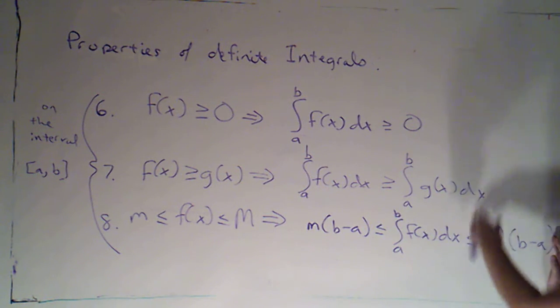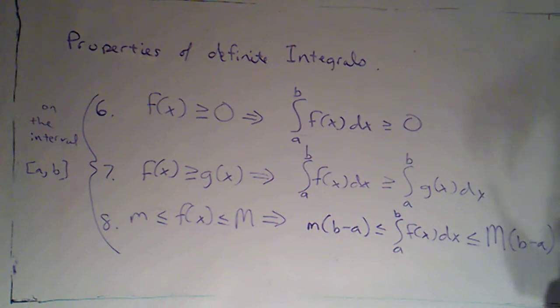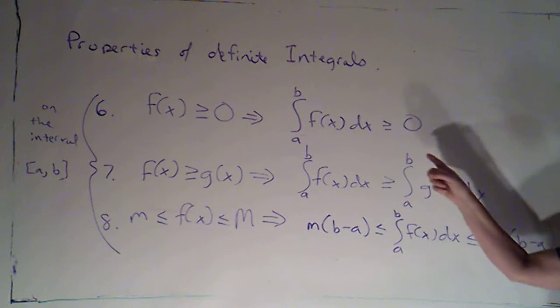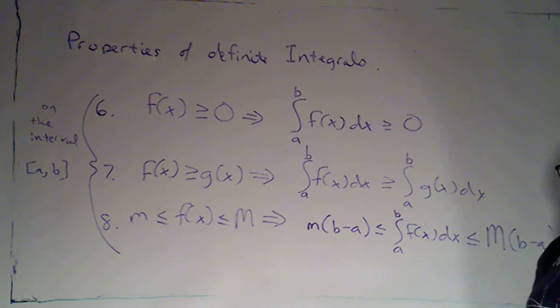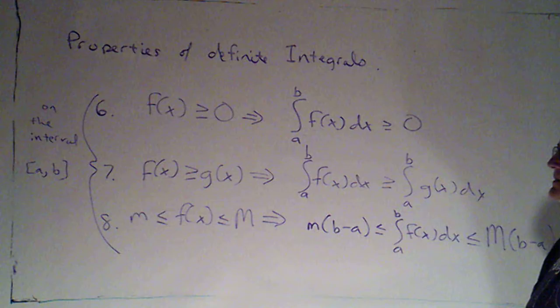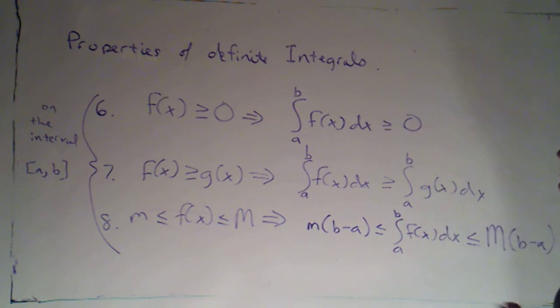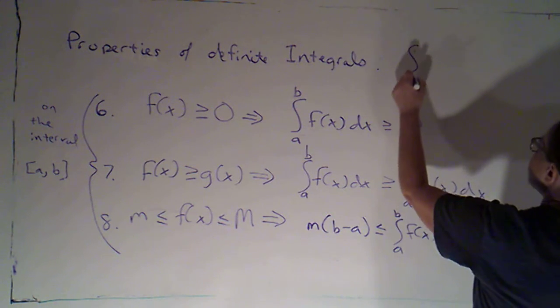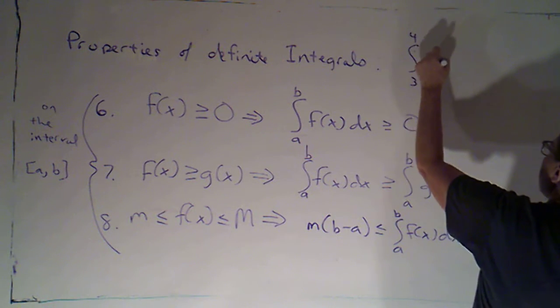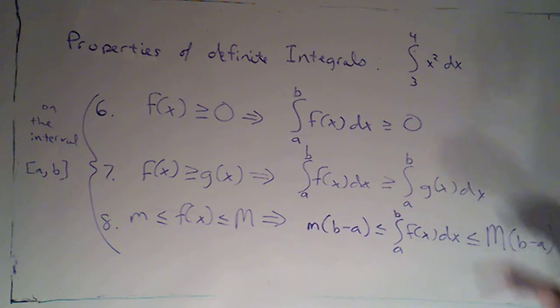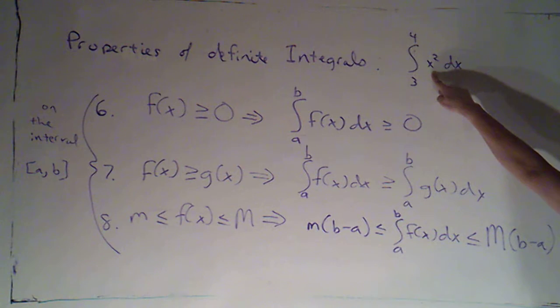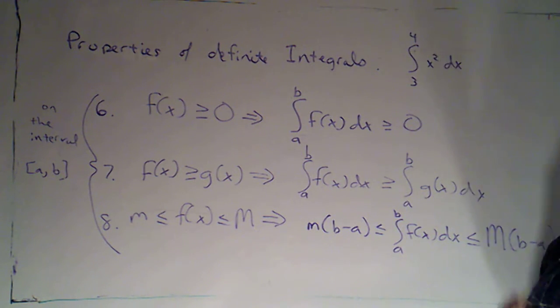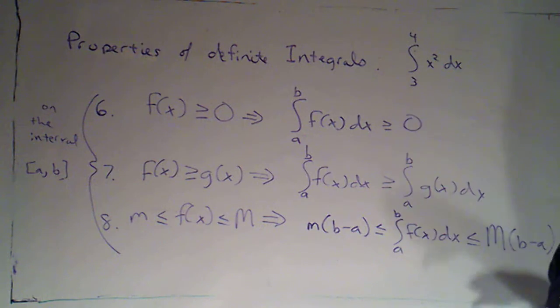Now, we're not going to spend a whole lot of time with these properties. I did want to make sure that I pointed them out. But one thing that's nice is that you can sometimes use these to catch careless mistakes. If I were integrating, let's say from 3 to 4, x squared dx, that function is positive on this interval, and I'm integrating from left to right. I know I'm going to get a positive answer. If I get a negative answer, I know I've made a mistake.